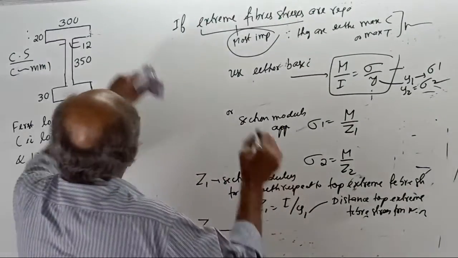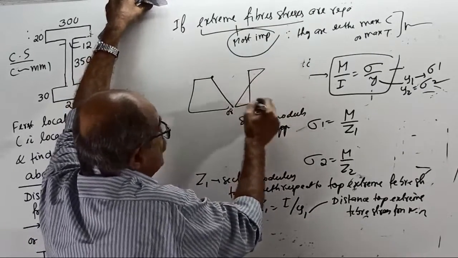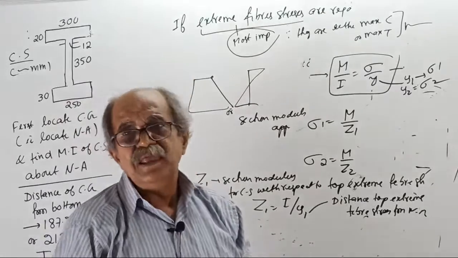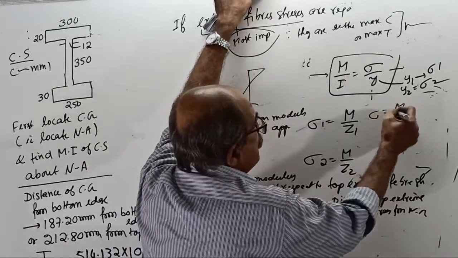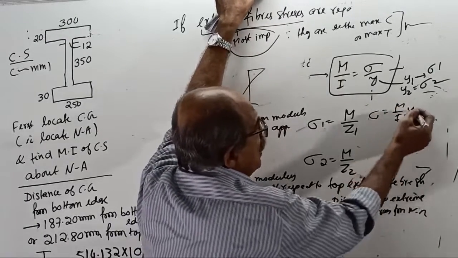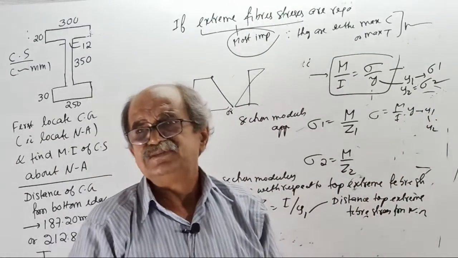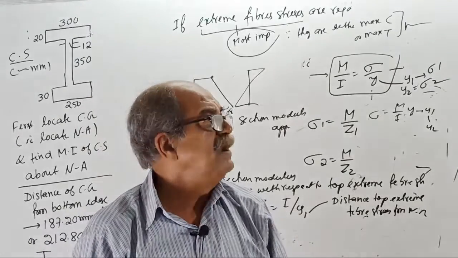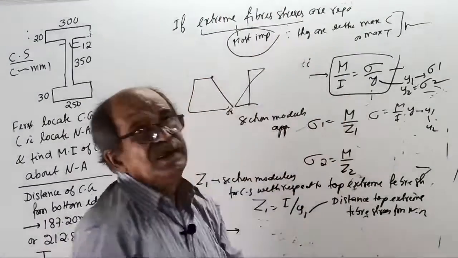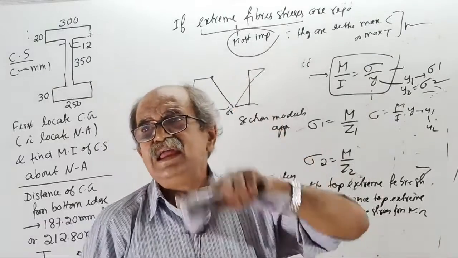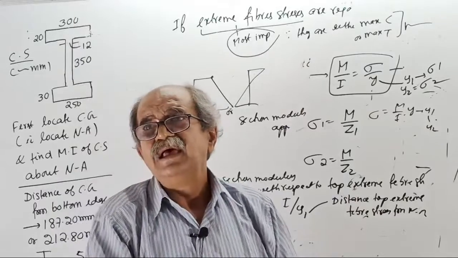So if your interest is either the topmost fiber stress or bottommost fiber stress, either you can use the basic equation M by I equal to sigma by Y, or sigma equal to M by I into Y. In here you put Y equal to Y1 or Y2. Or you can use section modulus theory, sigma 1 equal to M by Z1, sigma 2 equal to M by Z2, then directly bending stress. See, the general equation for bending stress is bending moment divided by I into Y. If you use section modulus directly, it is bending moment divided by section modulus.